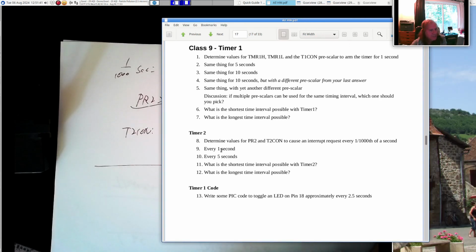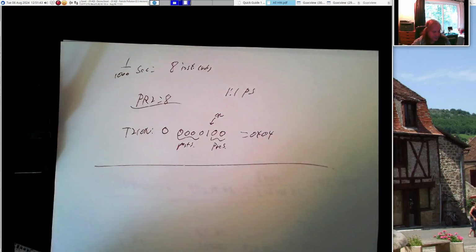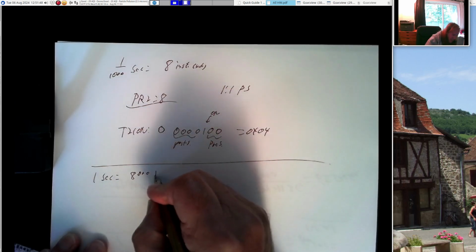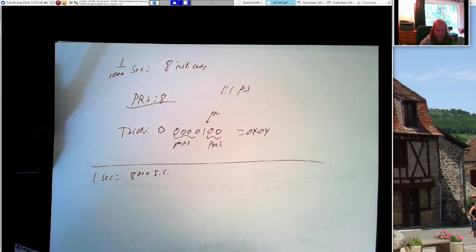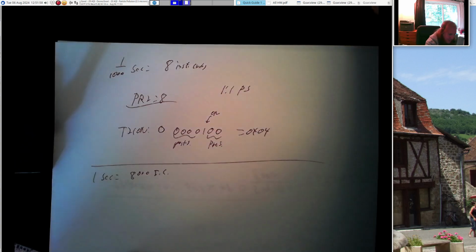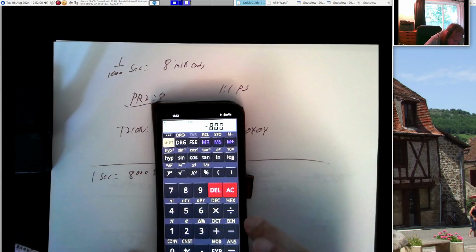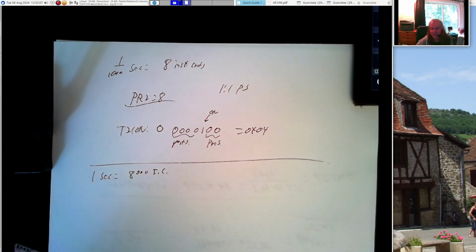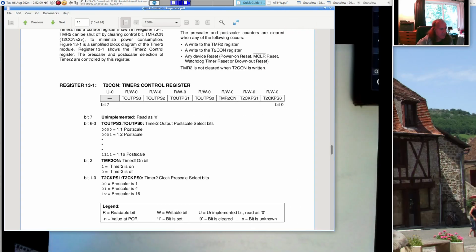So suppose we want to wait for 1 second. So 1 second is 8,000 instruction cycles. Well, we can't set PR2 to 8,000 because it's only an 8-bit register. It can only go up to 256. So how big a pre-scaler do we need? Well, let's do 8,000 divided by 256. We're going to need at least a 31 pre-scaler. So let's set a pre-scaler of 32. So we could do a 16 to 1 pre-scaler and a 1 to 2 post-scaler.